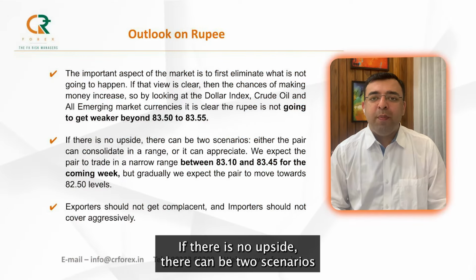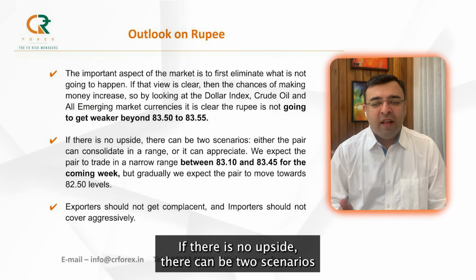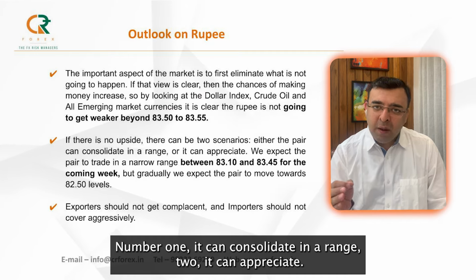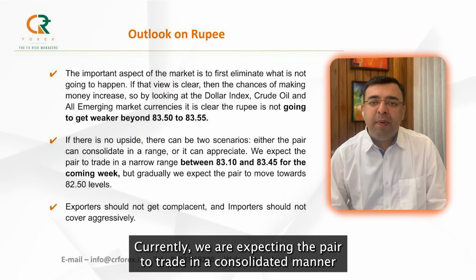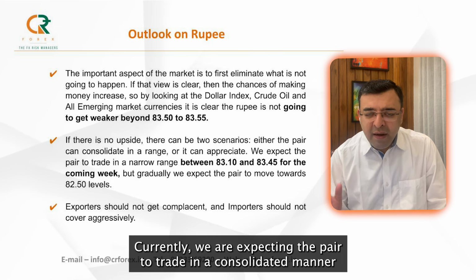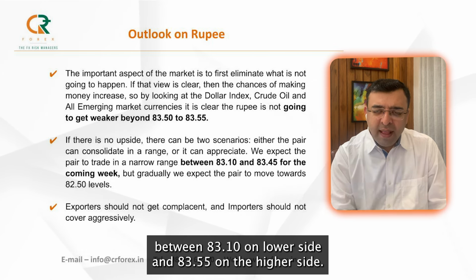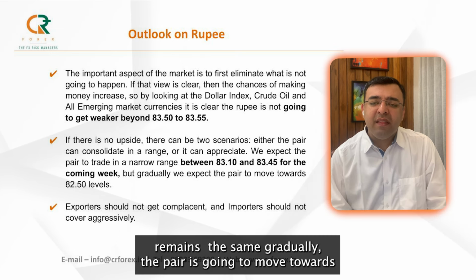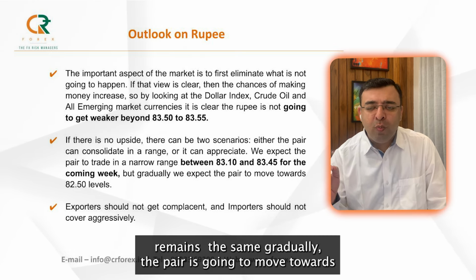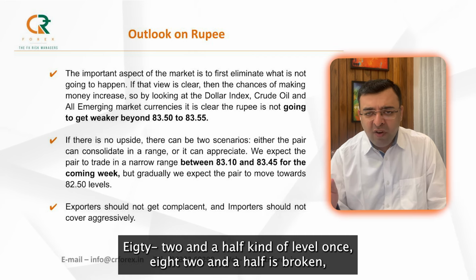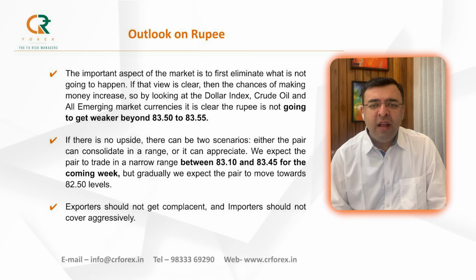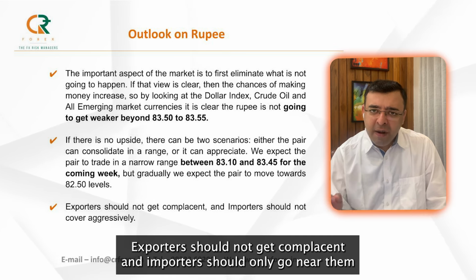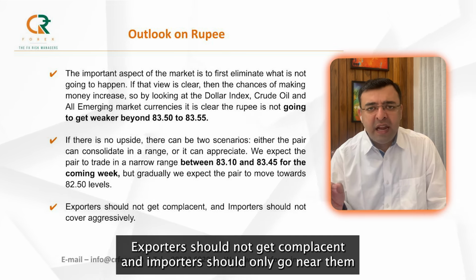So if there is no upside, there can be two scenarios. Scenario number one, it can consolidate in a range. Scenario number two, it can appreciate. Currently, we are expecting the pair to trade in a consolidated manner between 83.10 on the lower side and 83.55 on the higher side. But the bigger view remains the same, that gradually the pair is going to move towards 82.5 kind of level. Once 82.5 is broken, we expect the pair to move towards 82. Exporters should not get complacent, and importers should only cover near-term imports.